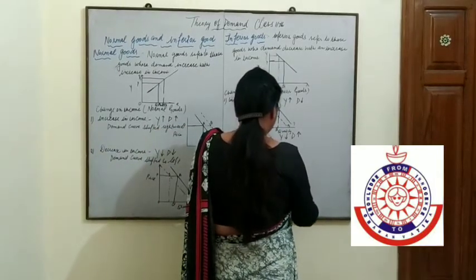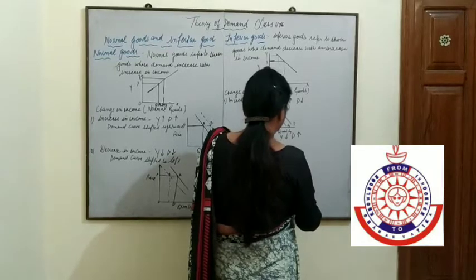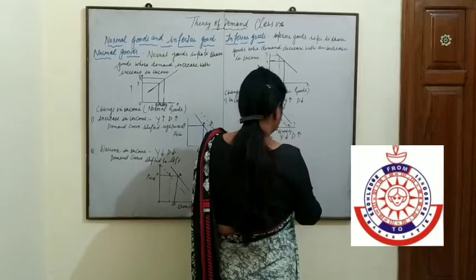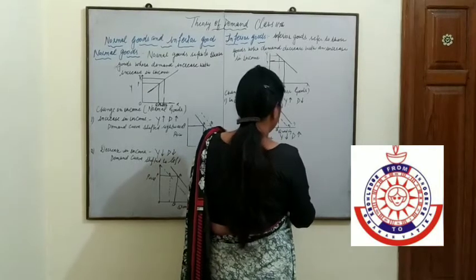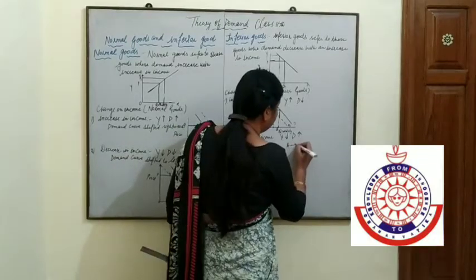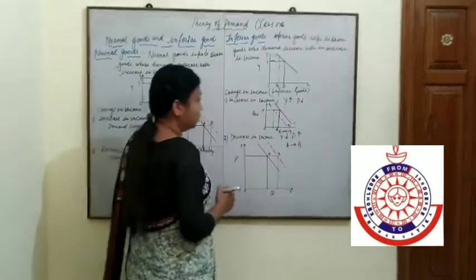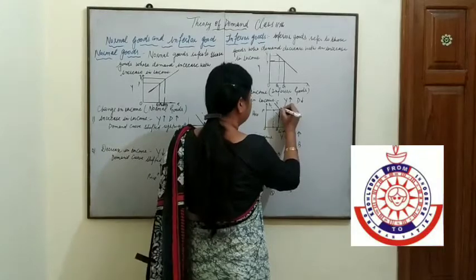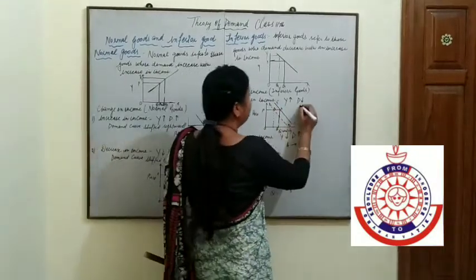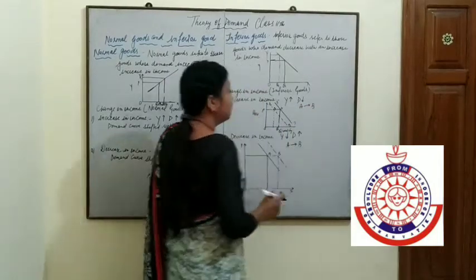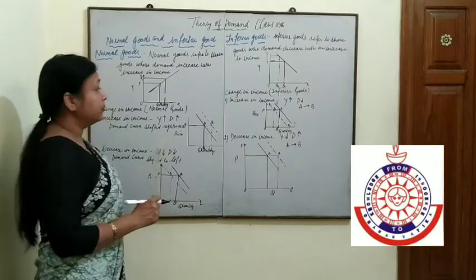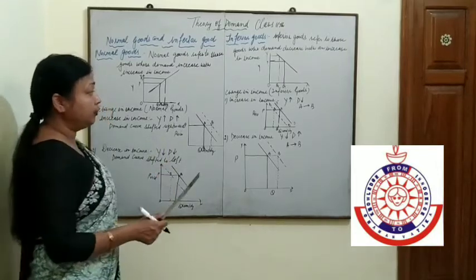This is our initial demand curve. Now we are shifting to the rightward. Why are we shifting rightward? Because our income is decreased. Income is decreased, then we are demanding more of inferior goods. Here income is increased, and here we are demanding less of inferior goods.